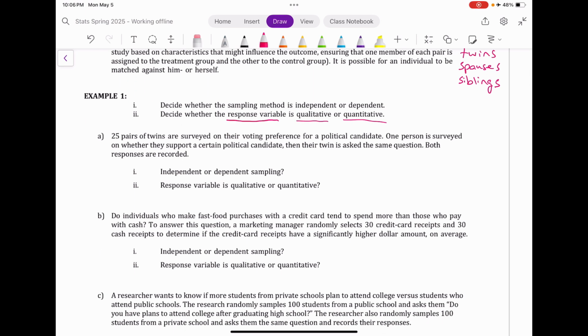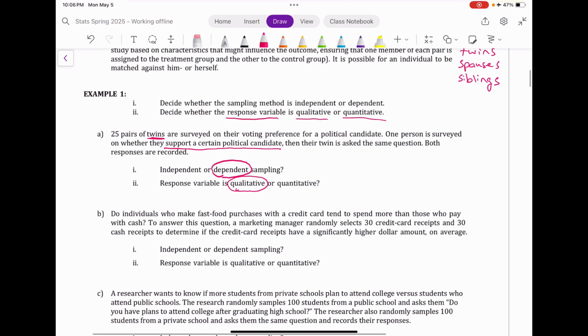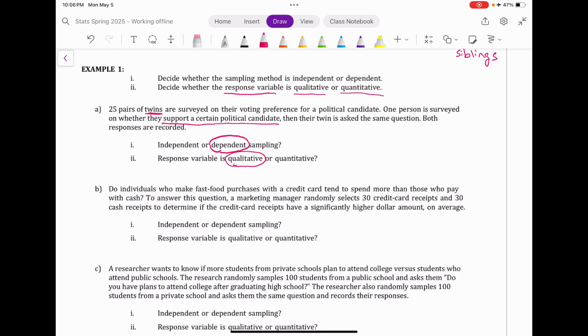So part A, 25 pairs of twins are surveyed on their voting preference for a political candidate. Okay, so the twins right here is indicative of it being a dependent sampling. One person is surveyed on whether they support a certain political candidate, and then their twin is asked the same question. Okay, so this is qualitative, right? No numeric values are involved in this, so it couldn't be quantitative.